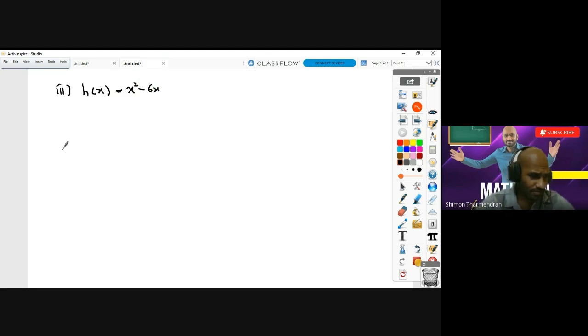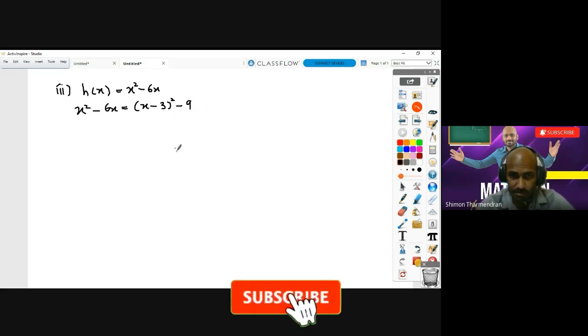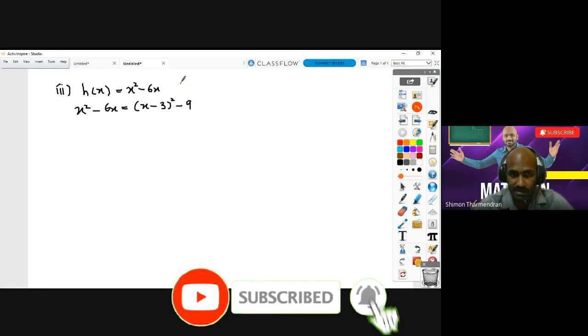So you look at the form that they're talking about here. X minus p, and the square is outside the bracket. By looking at it, you know they want us to complete the square. So we have x squared minus 6x equals to open bracket, the coefficient of x divided by 2 giving us 3 square over here, and then minus 3 squared is minus 9. And that's it.